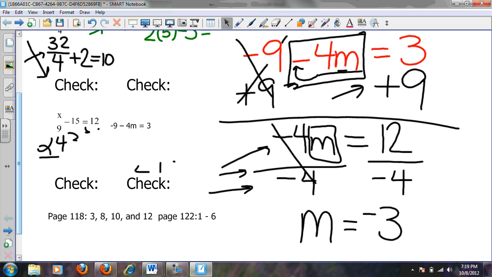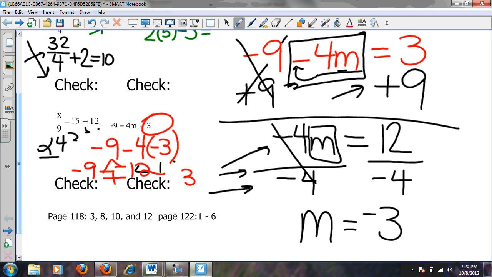I should be able to check for sure if negative 3 is a solution. Let's substitute it in. Negative 9 minus 4 times negative 3. What's 4 times negative 3? Negative 12. So now it's negative 9 minus negative 12. Double negative here becomes a positive. Negative 9 plus 12 is in fact 3, which is the answer I was looking for. Solving two-step equations, a quick review.